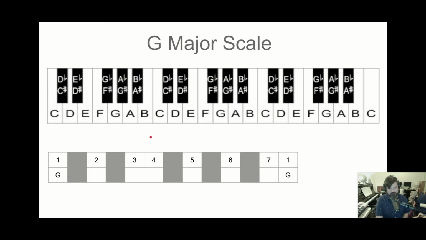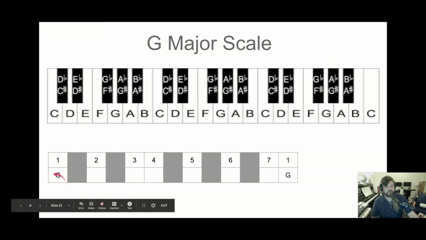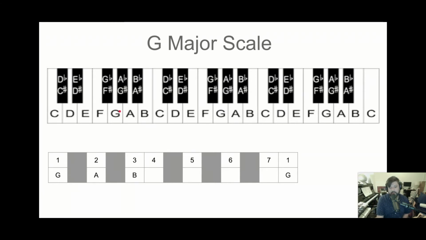Okay, so let's do another one of these. We can start on any of these notes, right? And we're going to explore all of them. So sit back and relax. Here's a G major scale. So let's say we're starting on G. What is a whole step above G? Well, it's A. And then B, half step to C, whole step to D, whole step to E.